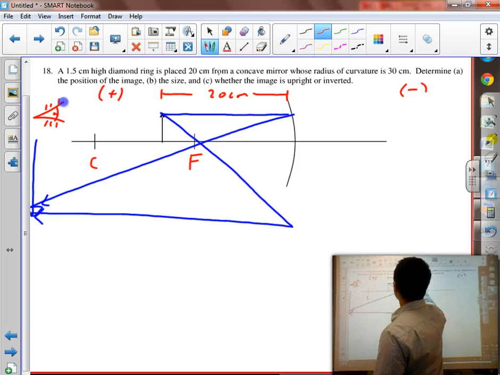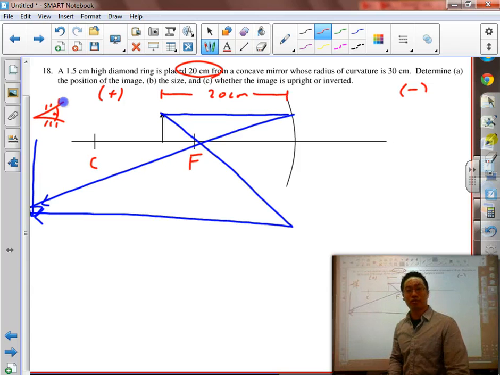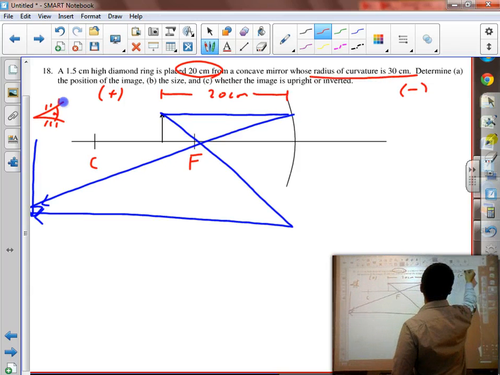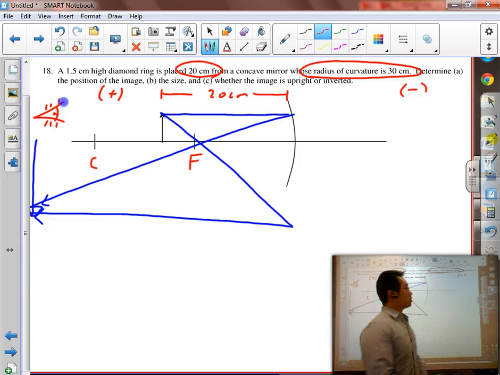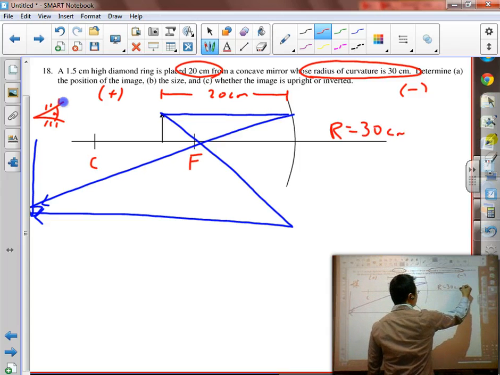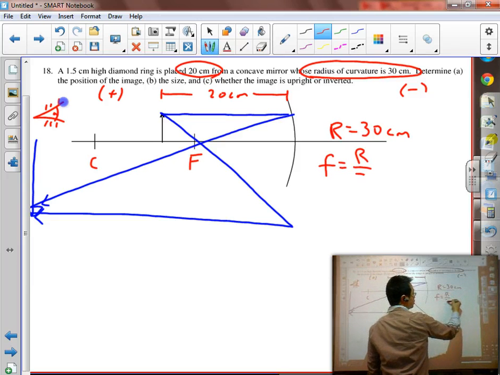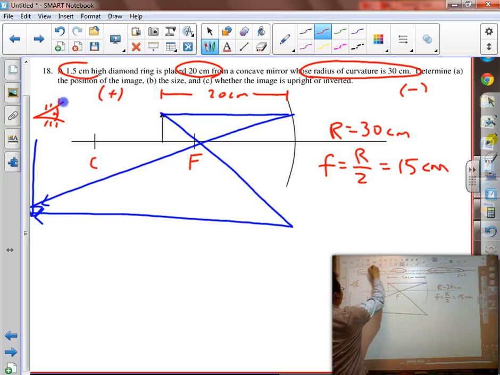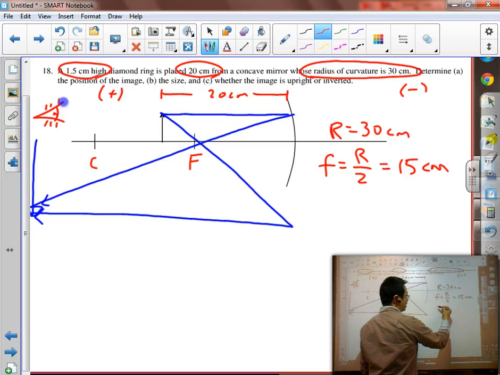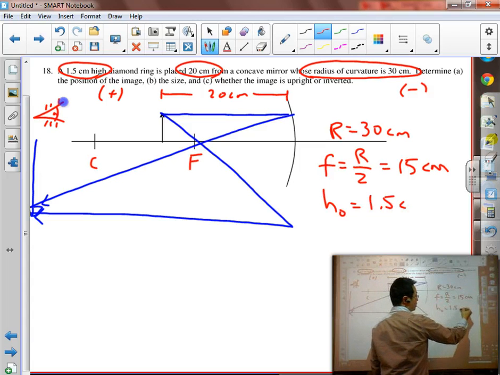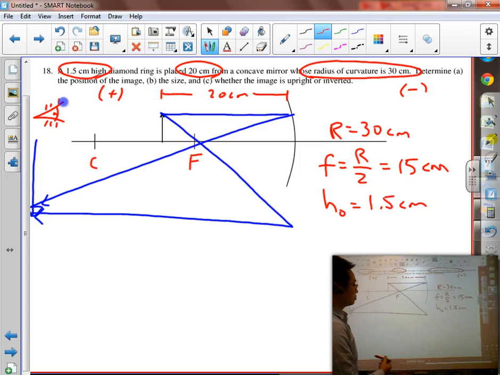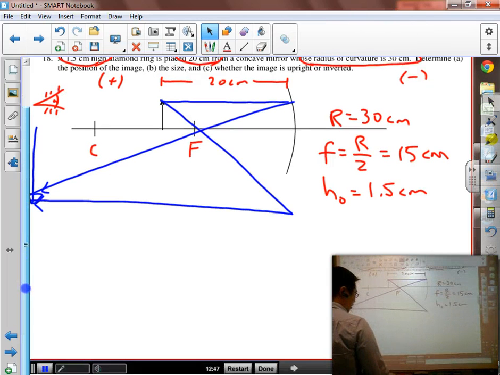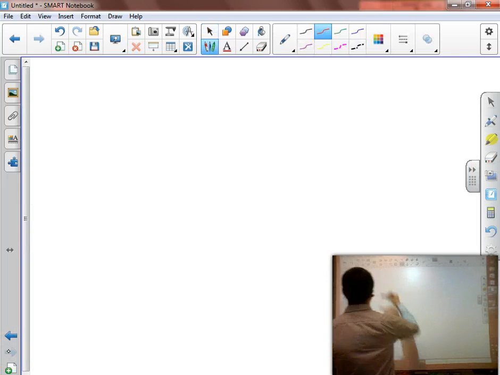They tell us, aside from the fact that the object is placed 20 centimeters away from the mirror, that the radius of curvature is 30 centimeters. If the radius is 30 centimeters, we should automatically know that the focal point is half the radius, so it equals 15 centimeters. They also tell us that the diamond ring is 1.5 centimeters high. So the height of the object is 1.5 centimeters.